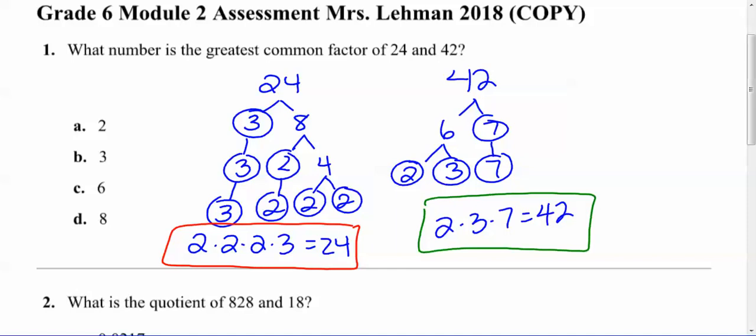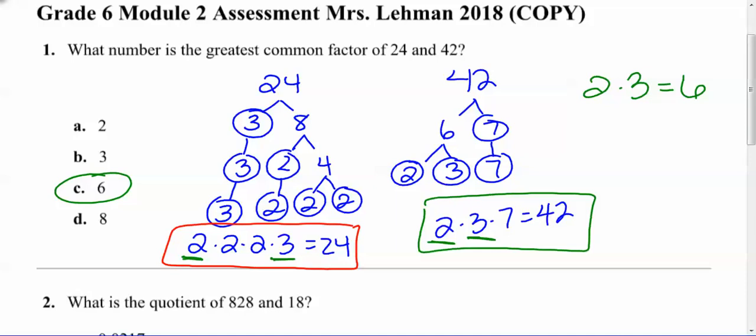So anyway, I'm looking here and I notice that this 2 has a match here. So I'm going to write that down. This 3 right here has a match right here. And that is all that these two numbers have in common, 24 and 42, for prime factors. So you multiply those two common prime factors, you're going to get 6, and that is the greatest common factor of those numbers. Okay?